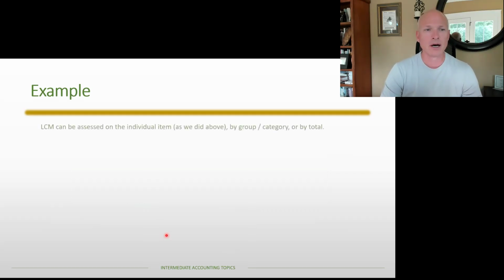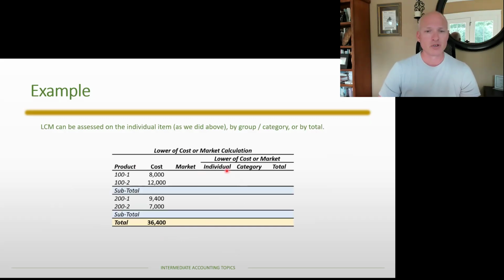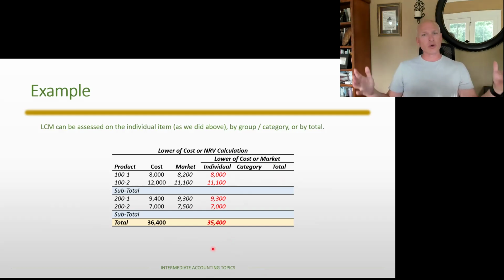All right, so lower of cost or market can be done at the individual level like we did, or it can be done by group or by total. Instead of doing this at the individual level, which we just did, filling that information in this table, we could also do it by category and in total. One thing to keep in mind is the more you aggregate information, the lower the adjustment is going to be, because the loss on any individual item gets offset a little bit. It gets dampened because other items aren't being written down. Let's look at that.